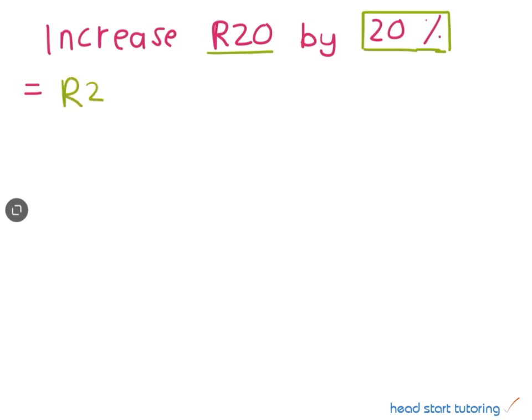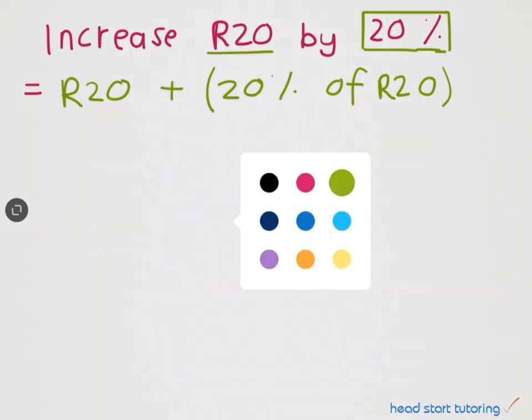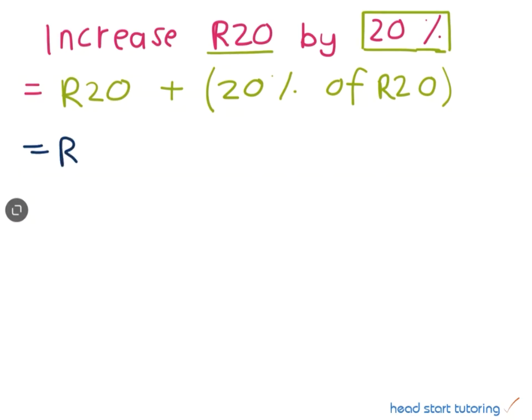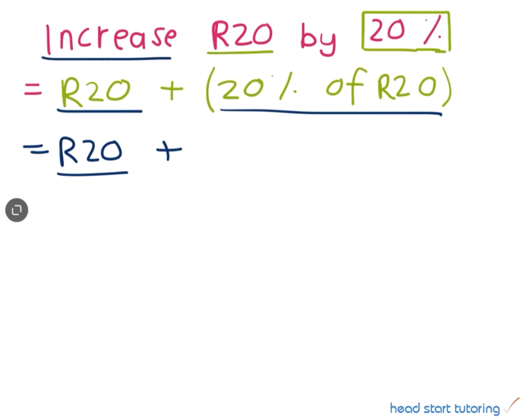So how we want to set out this question is we want to say 20 Rand plus, and then we open our brackets and say 20% of 20 Rand. Just so that we know exactly what we need to do in our working out. So we remember to always just bring down our 20 Rand so that we remember to add whatever we work out here to our 20 Rand, instead of just working out our 20% of 20 Rand and giving that as our answer, because that will be incomplete. We would not have increased our 20 Rand by 20%. We would have only worked out 20% of 20 Rand.